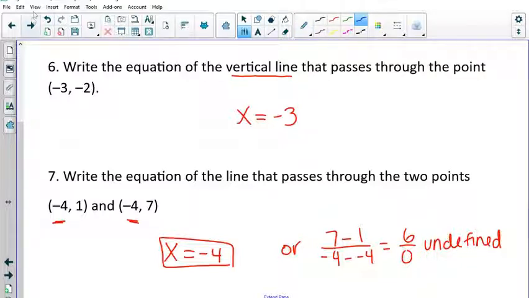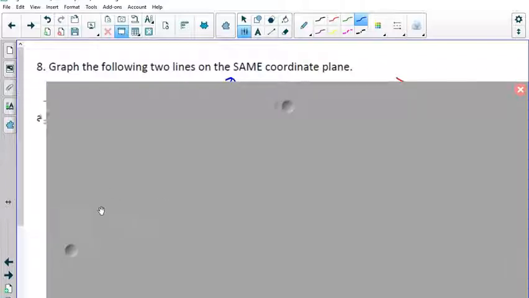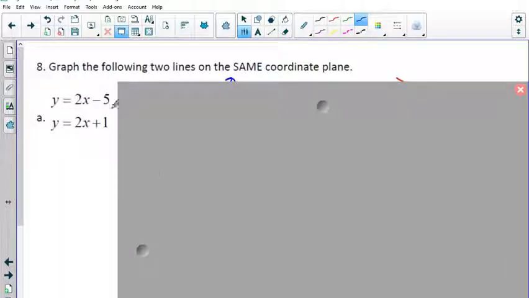Flip your paper over, and this is target 9. Okay, so I'm going to give you a second to graph these lines on the same plane. So notice it says y equals 2x minus 5. So what that means is you're going to start at negative 5, and then you're going to move off of that point by going up 2 over 1. And to graph the second line, you're going to start at 1, and you're going to go up 2 over 1, up 2 over 1. And remember that you need to draw 3 points in order to connect them.